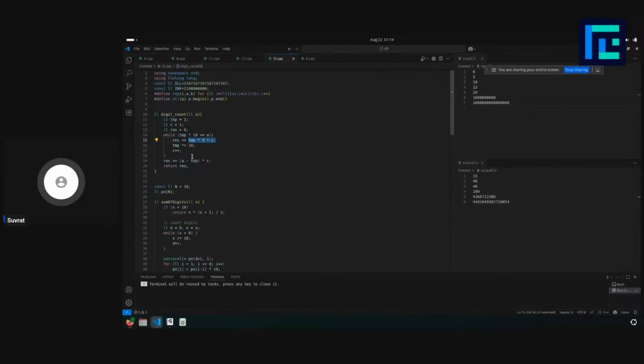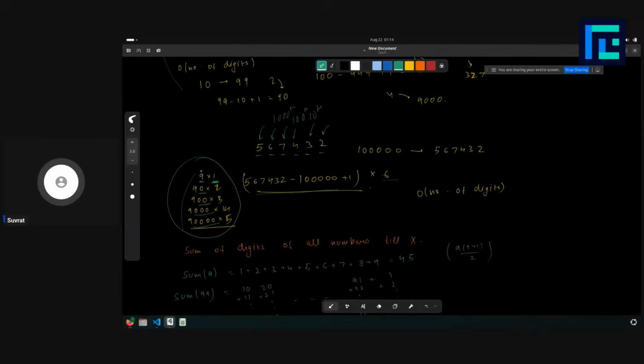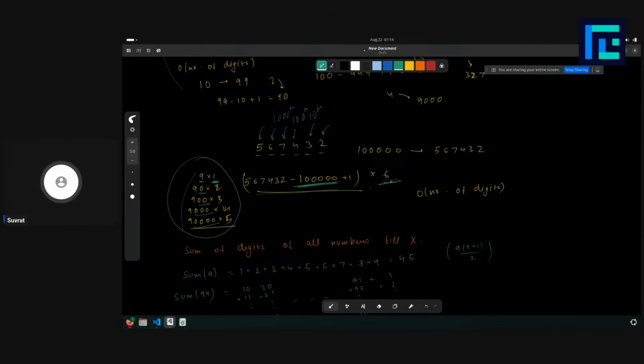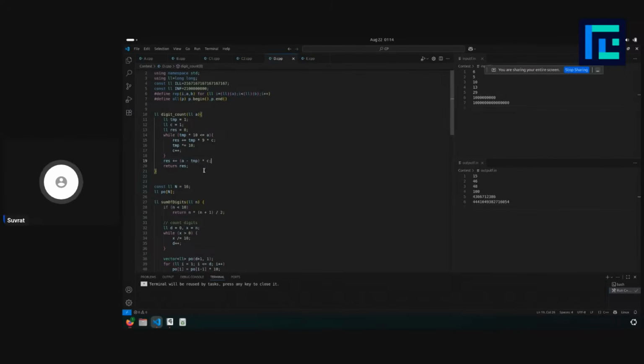So initially in the first iteration I add 9, and then I multiply temp by 10 and increase c by 1, so that in the next iteration this becomes 90, and in the next it becomes 900, in the next it becomes 9000, and so on. And in the end, till whatever number we reach, basically temp would be this number. So we can subtract a minus temp and multiply it by c. So this would return the number of digits.